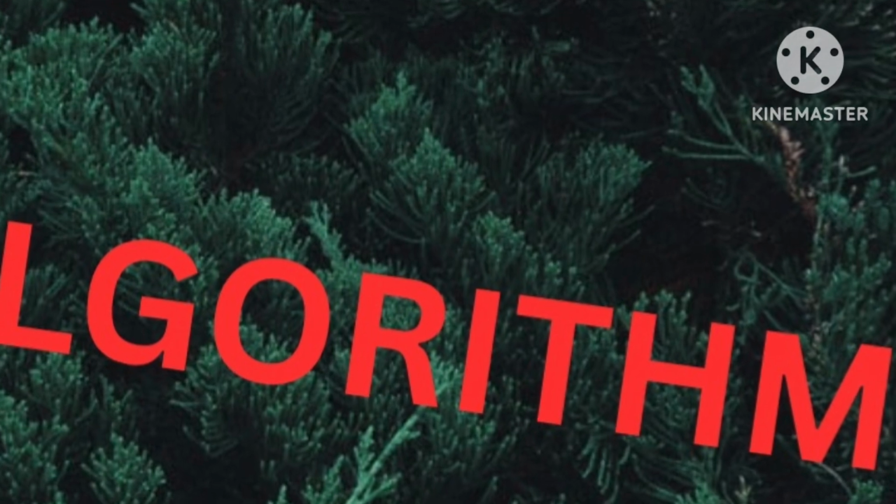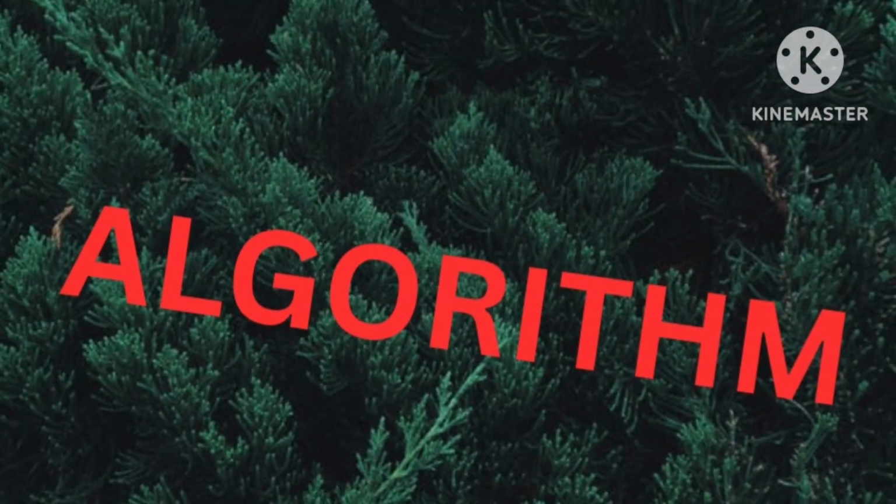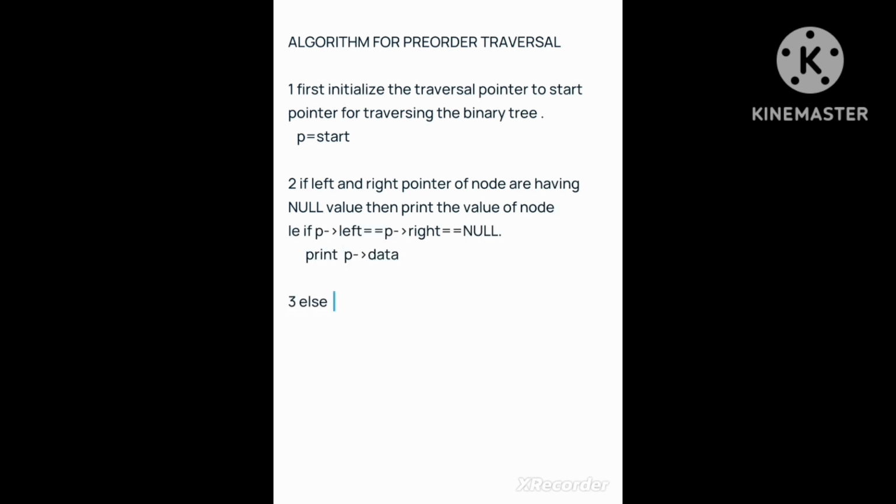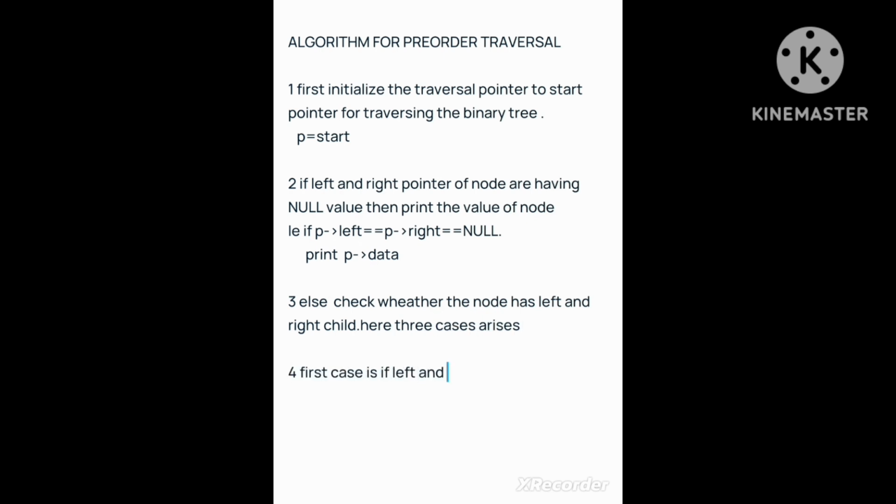Let us have a look at the algorithm of the pre-order traversal. In this pre-order traversal algorithm, first of all we will initialize the traversal pointer, that is p equal to start. Then our algorithm will check whether the left and right pointers, that is p of left and p of right, have null value. Then we will simply print the data value of the node, else three cases arise.